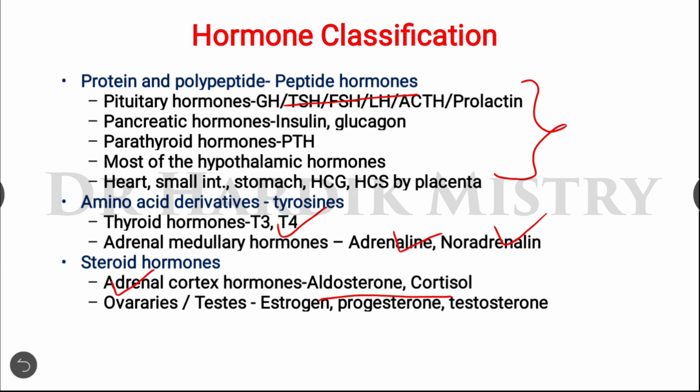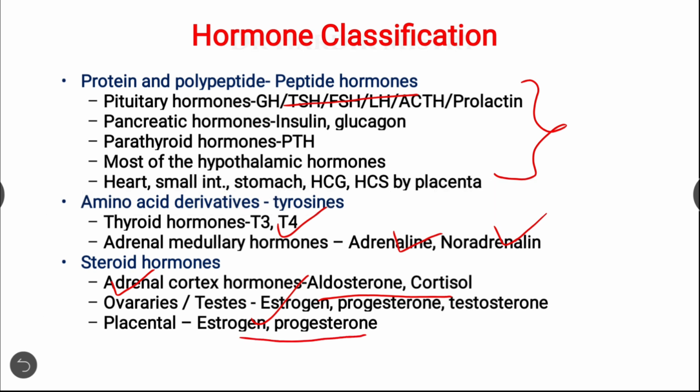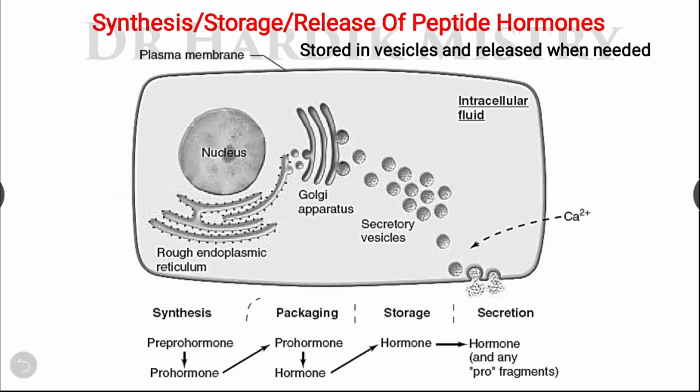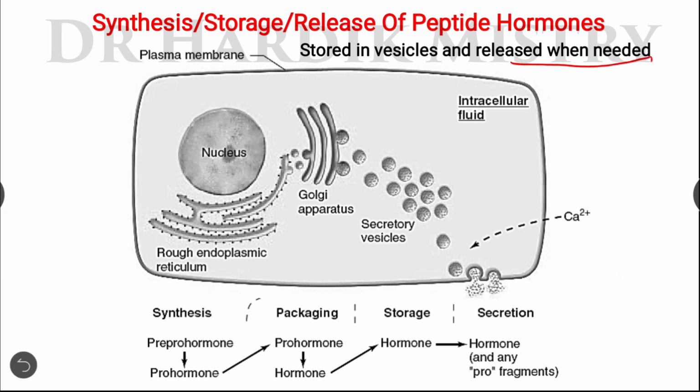Ovaries and testes: these hormones include estrogen, progesterone and testosterone. These are the steroid hormones. Placenta: estrogen and progesterone. Now, how the synthesis, storage and release of peptide hormones takes place. It is stored in the vesicles and released when needed. You already know about protein synthesis, where it takes place. This protein synthesis takes place in the rough endoplasmic reticulum, and it is packed inside small vesicles via the Golgi apparatus, and as and when needed these are secreted.